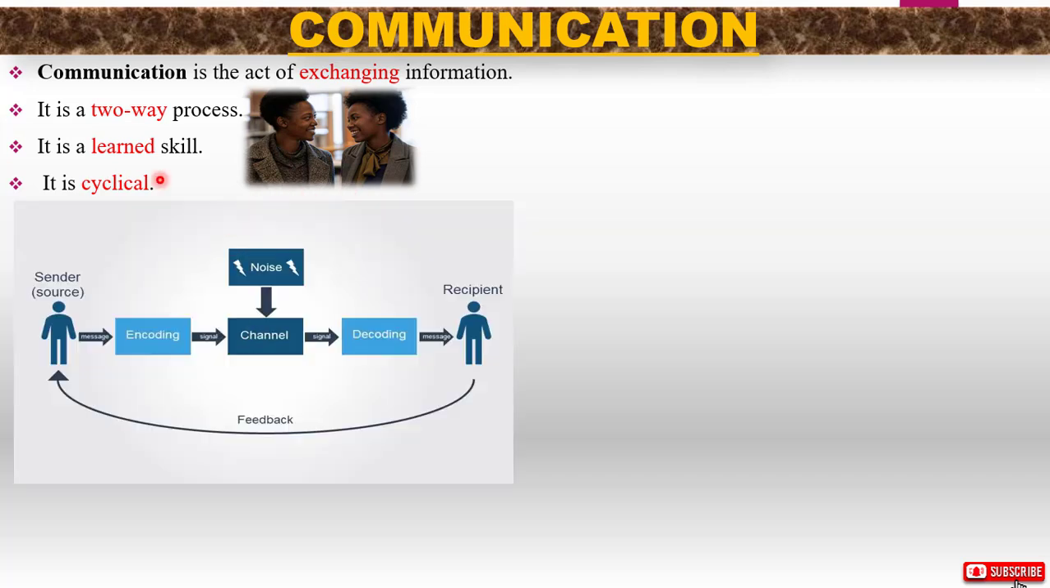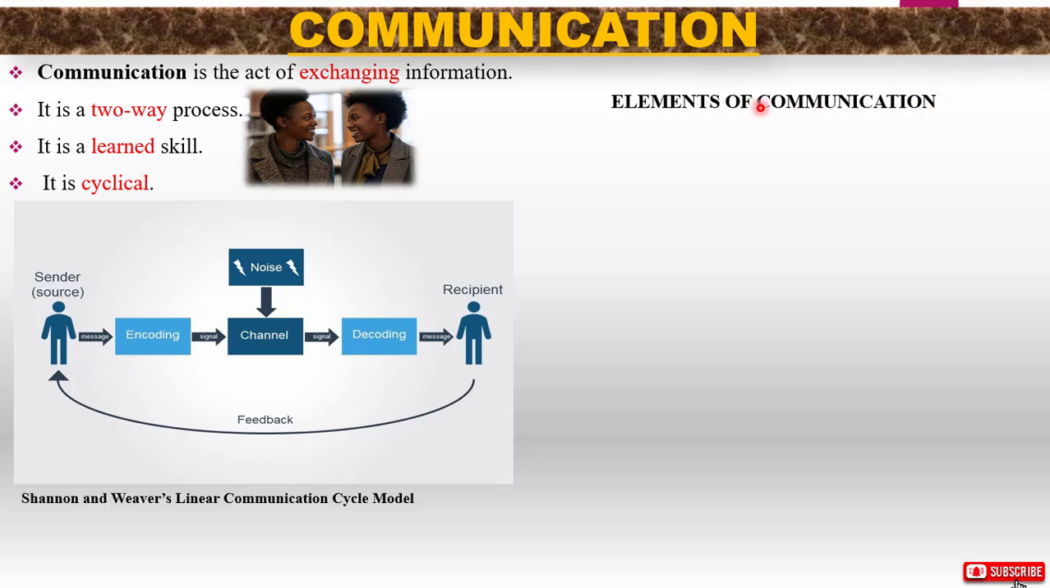In order for communication to take place, there must be some things that should be present, and these are what we call the elements of communication. Now, the communication cycle model that you see over here was developed by Shannon and Weaver. It explains the elements of communication. Let us look at the first element of communication, that is the sender. This is the person who sends the message.